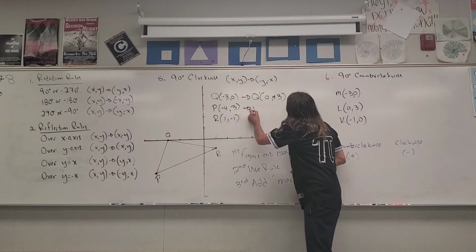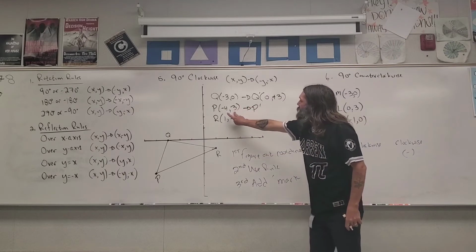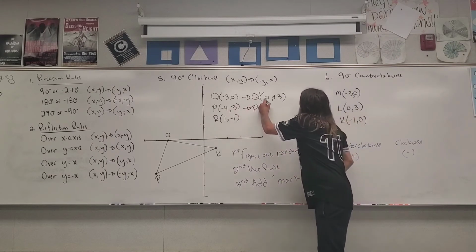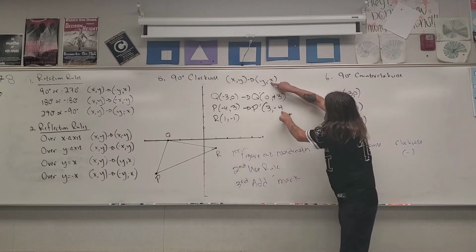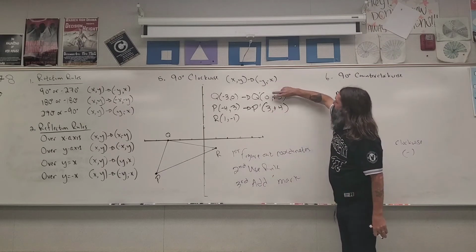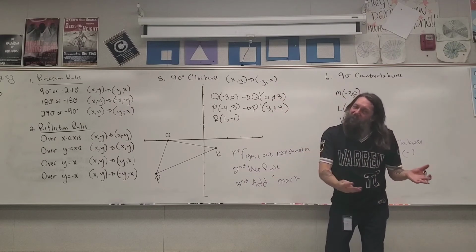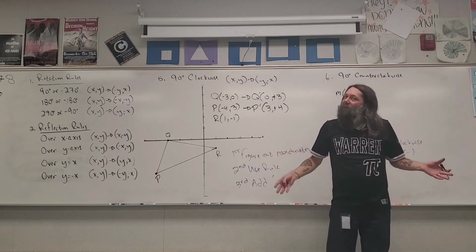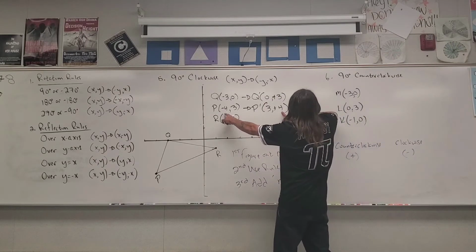P goes from P to P prime. Remember, I switch the order. And I change the sign of this number. So it goes from -4 to +4. You don't have to put the positive sign. It can be no sign, or you can put a positive. I don't care. Just show me that these signs are different.